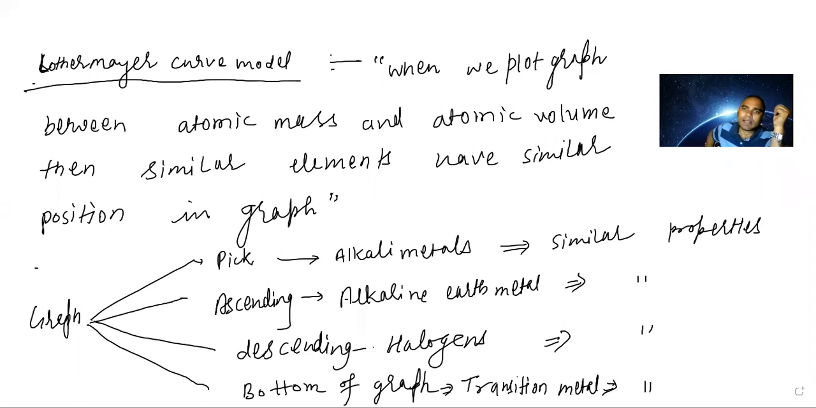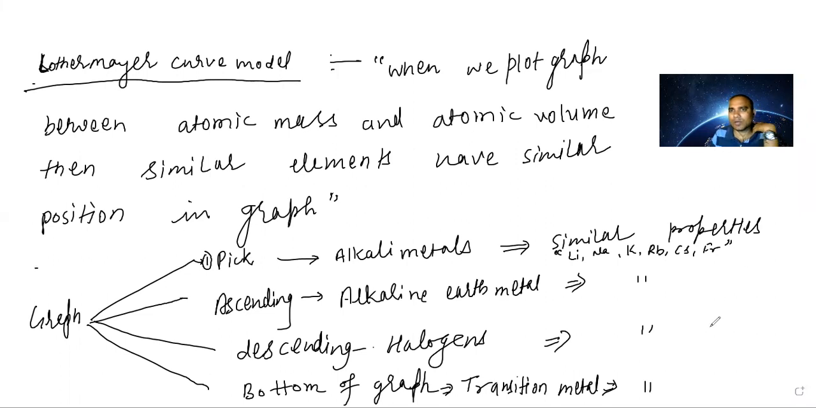Now you see, the first one is the peak of the graph. If you take the peak of the graph, all alkali metals are there, like lithium, sodium, potassium, rubidium, cesium, and francium. It means whatever elements are on the peak should have similar properties.